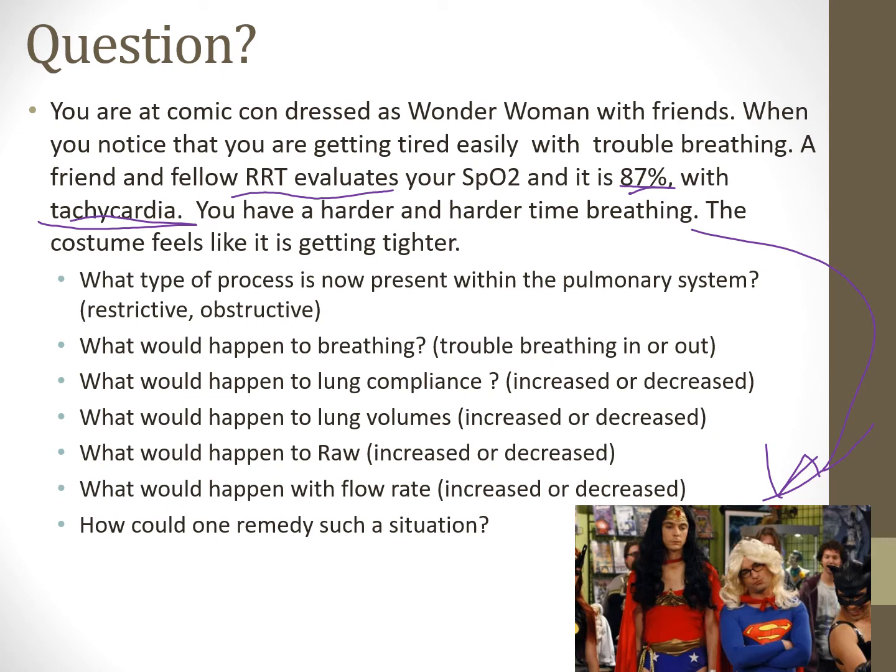Okay, so what type of process is now present in the pulmonary system? You should have said, hey, this looks like a restrictive process. That's a tight costume that he's wearing there. What would happen to his breathing? Trouble breathing in or breathing out? Well, this is going to be something restricting his chest wall, so it'll be trouble breathing in, right? What would happen to his lung compliance? Well, the ability for the lungs to stretch is decreased. What would happen to the lung volumes? The ability for the lungs to expand is going to be decreased.